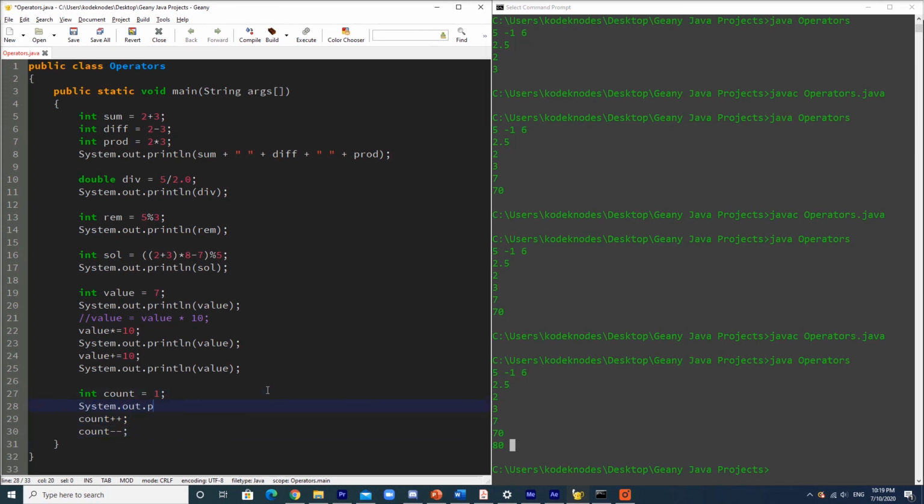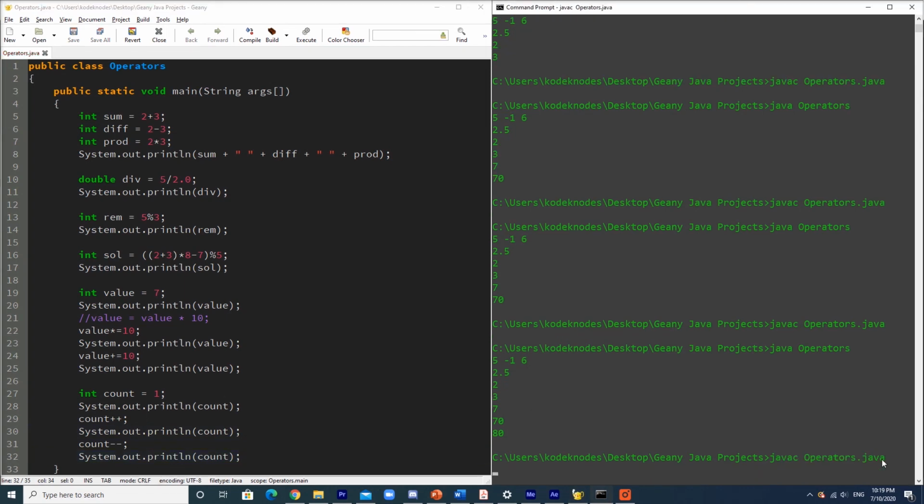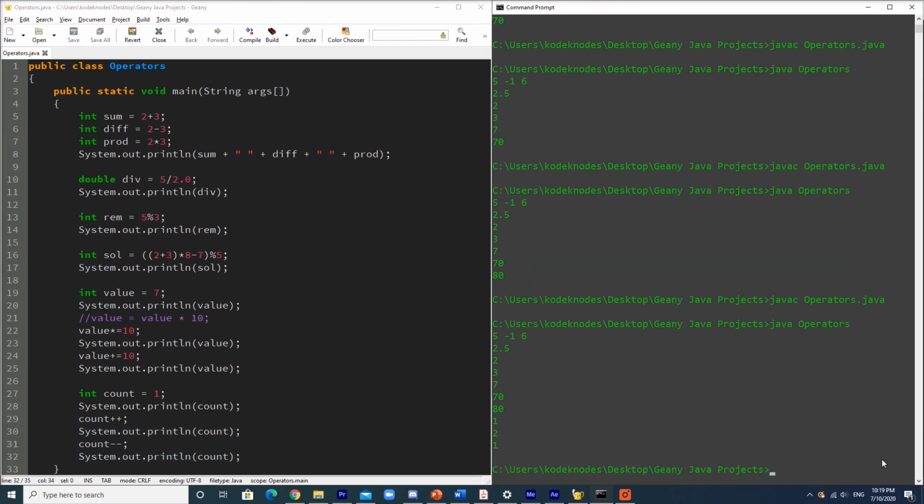We can print out count after each of these expressions, so System.out.println(count). I'm going to copy this, paste it here, and paste it here too. If we compile and execute our code, you can see that we've increased count, which is 1, by 1, to get 2, and then we decrease 2 by 1 to allow count to be 1.